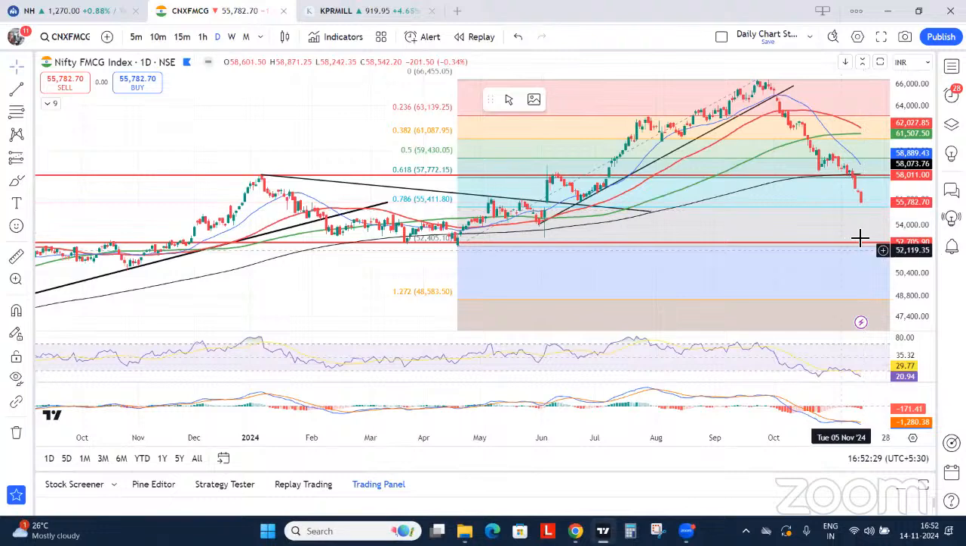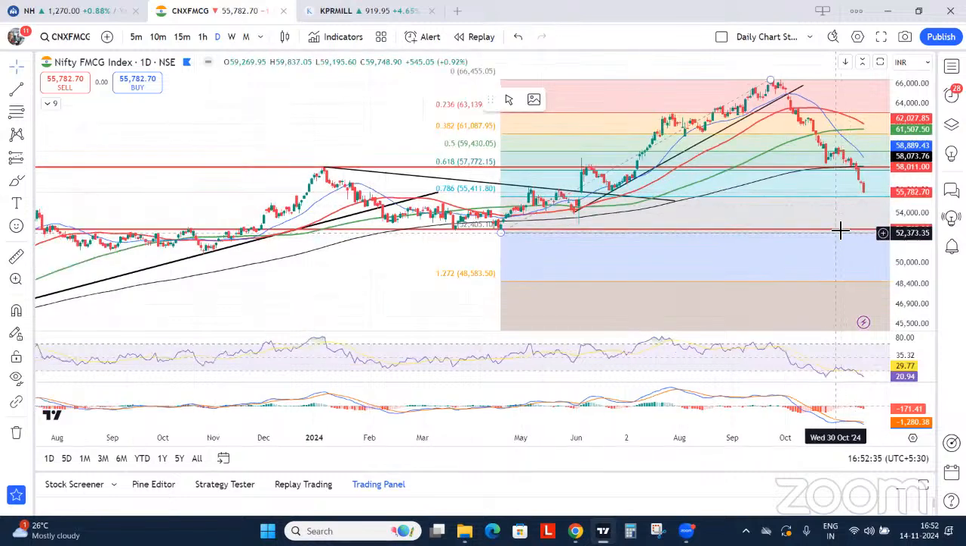Once it touches that level, only then can we say whether it will fall further, trade sideways, or whether any pullback is going to happen. But looking at this chart and the Fibonacci levels, there is no sign of any major support for this index as of now. So it's better to avoid this space right now.